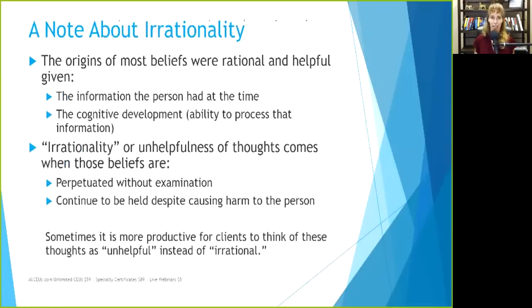So a note about irrationality, and this is mine, this is not from CBT. The origins of most beliefs were rational and helpful given the information the person had at the time and their cognitive development, their ability to process that information. So concepts and schemas and core beliefs that people formed when they were 5 are probably going to be very egocentric. The person is going to feel like everybody sees it my way because this is how I see it, just like a 5-year-old does. A 5-year-old doesn't think, well, let me take Johnny's perspective. No, he assumes that Johnny sees it the same way. So it's going to be egocentric.